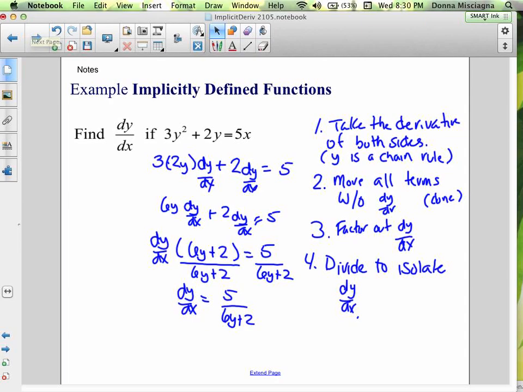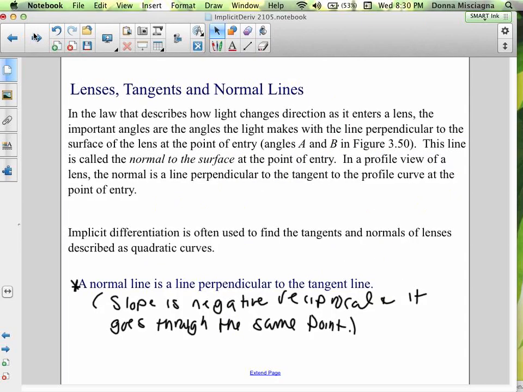And I tried to give you a little hint if it was in your notes by putting the word notes above it. Lenses, tangents, and normal lines. In the law that describes how light changes direction as it enters a lens, the important angles are the angles a light makes with the line perpendicular to the surface of the lens at the point of entry. And I have a picture on the next slide. This line is called the normal to the surface at the point of entry. In a profile view of a lens, the normal is a line perpendicular to the tangent to the profile curve at the point of entry.